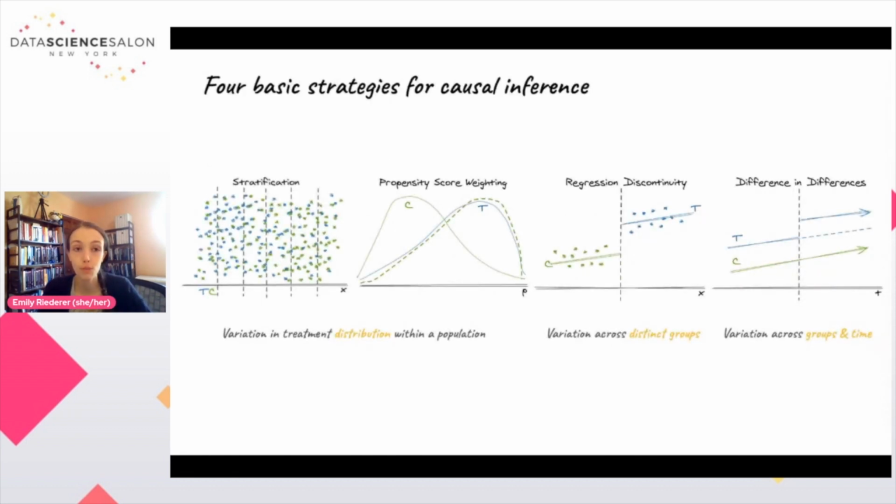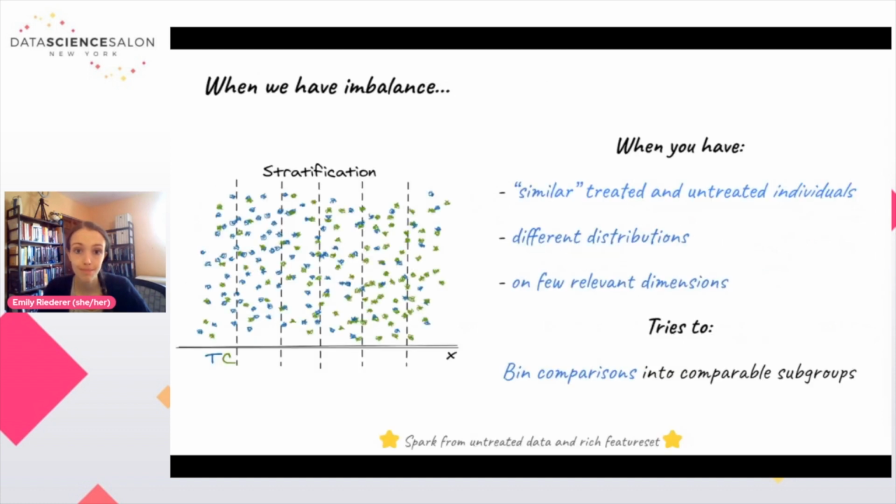Four of the patterns that we'll discuss today are stratification and propensity score weighting, which are both versions of extracting a randomized experiment hidden in a broader trove of observational data by fixing imbalances in the distribution of who did and did not receive that treatment. After that, we'll look at regression discontinuity and difference in differences. These allow us to extract causal reads from increasingly disparate populations. But first, let's start at the very beginning with basic stratification.